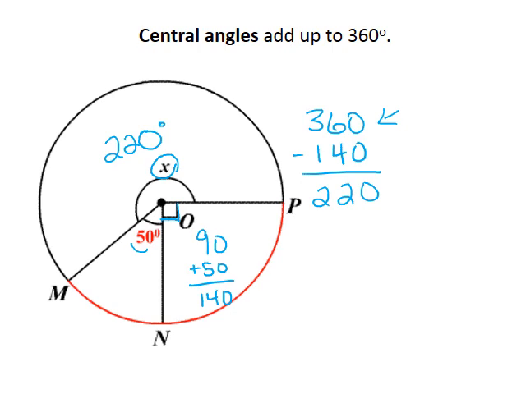All right, so just to review real quick, you need to know that everything adds up to 360 degrees. You need to know that circumference is pi d and that area is pi r squared. Good luck with circles.